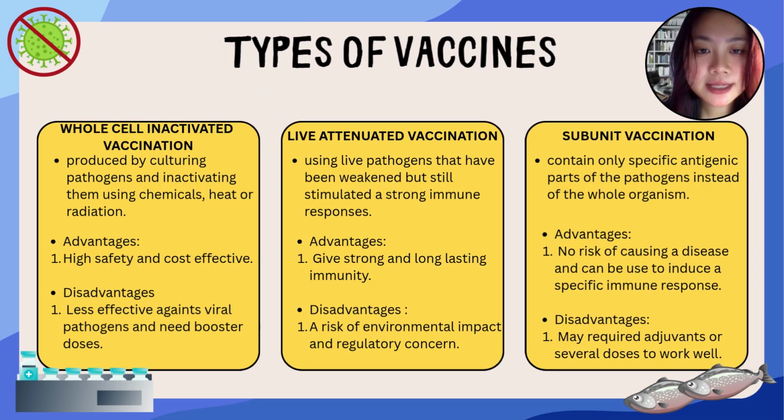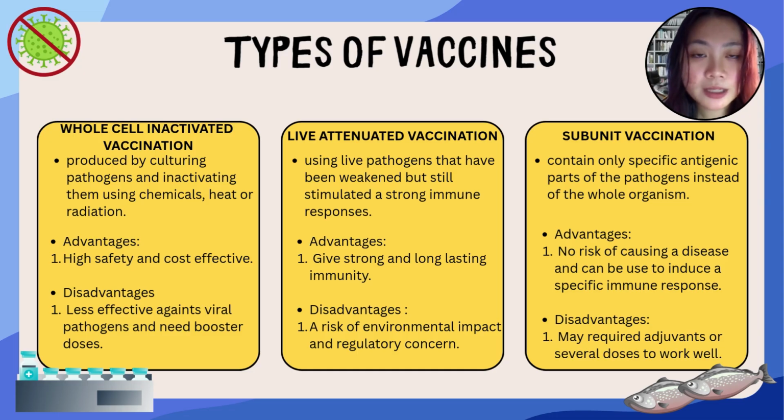Moving on to the next one is whole-cell inactivated vaccination. They are the most common vaccines in aquaculture. They are produced by culturing pathogens and then inactivating them by using chemicals, heat, or radiation. Because the pathogens are inactivated, they cannot cause disease, but they still have parts that the fish immune response can recognize. The advantages are high safety and cost effectiveness, while the disadvantages are they are less effective against viral pathogens and require booster doses.